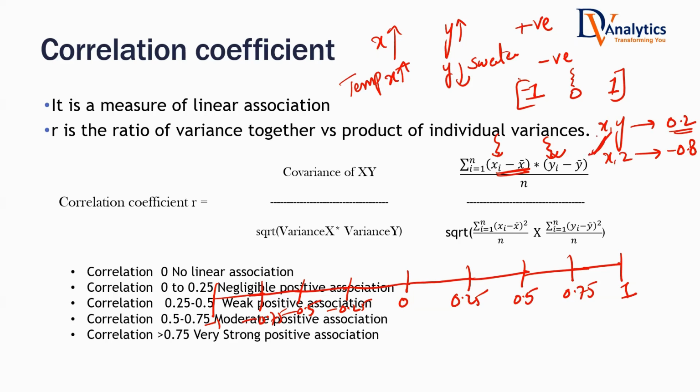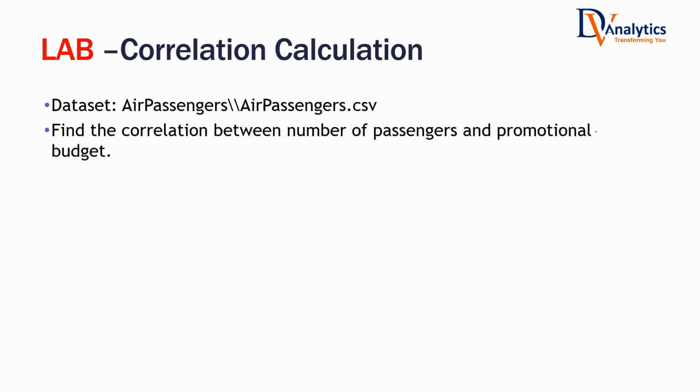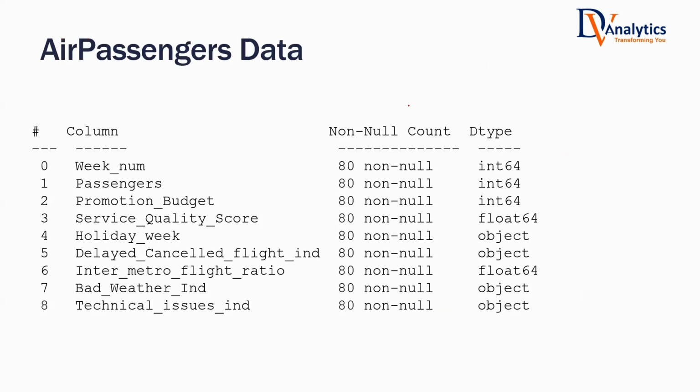Let us go to our code file. Before that, let me introduce this particular data set to you. This data set is passengers data. In this data set, we have several columns. This data set has been shared by one airline company. The objective here is that this airline company wants to study what are the trends, what are the factors that are impacting the number of passengers.